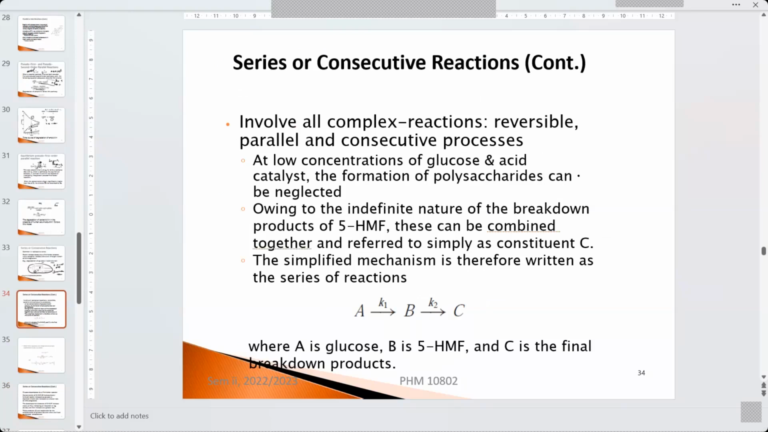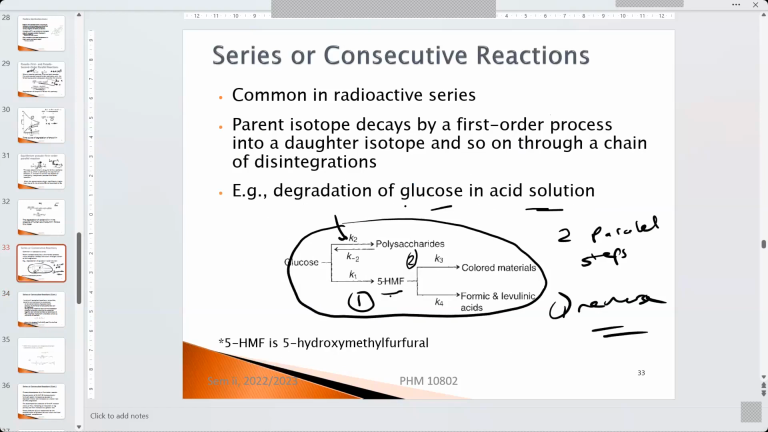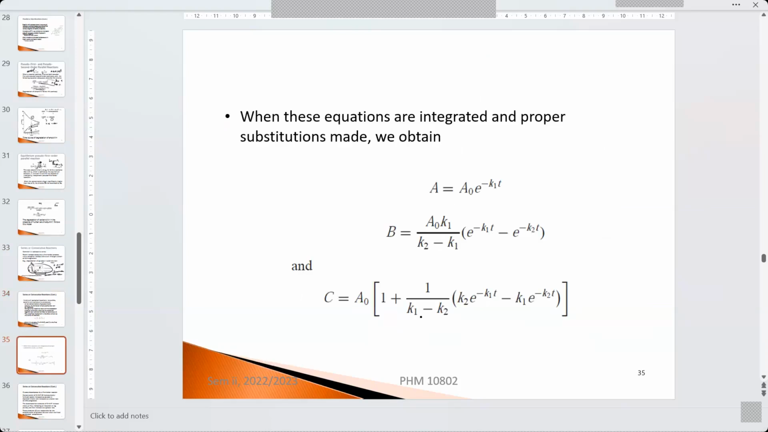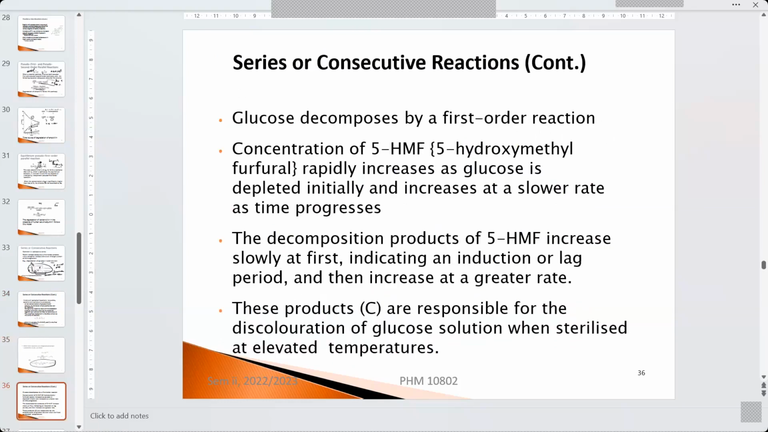So series or consecutive reactions, they may all be complex reactions, like this example, which may have reversible, parallel, and consecutive processes. So this is an example. We have reversible. Here we have parallel. And here we talk about consecutive reactions. Okay? And you end up with the concentration of glucose. The change with time is a complicated equation because we have several rate constants. Okay?